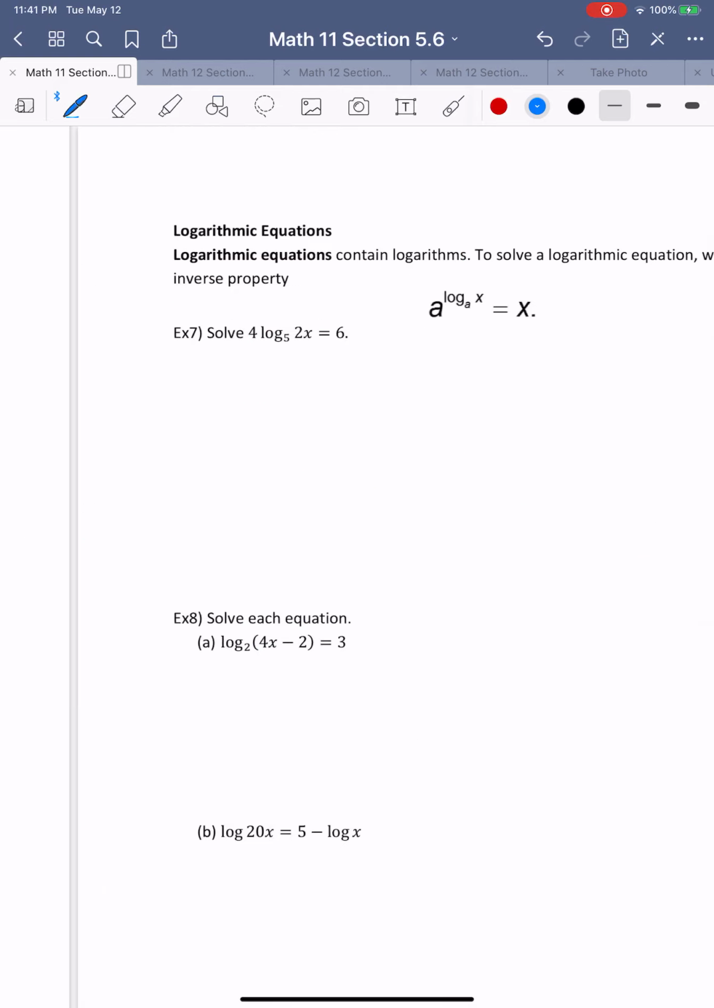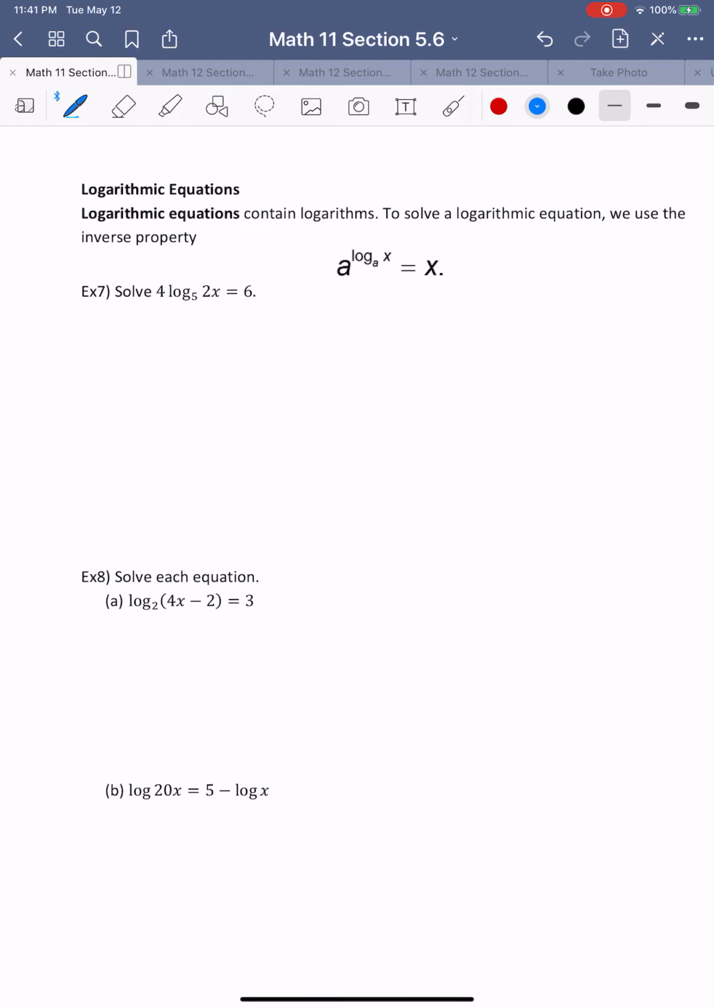Okay, now the logarithmic functions. The logarithmic equation contains a logarithm. To solve a logarithmic equation, we use the inverse property. So we are solving 4 log base 5 of 2x equals 6. First, divide by 4 and cancel the 4 on the left, so log base 5 of 2x equals 3 over 2.